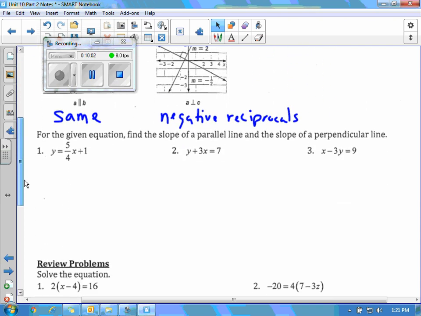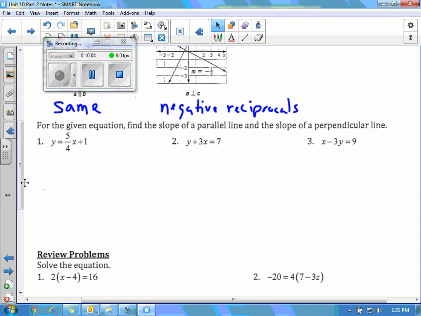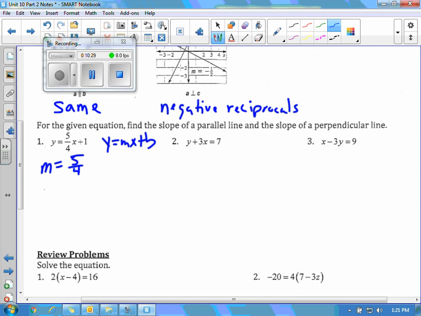As you scroll down, it says for the given equation, find the slope of a parallel line and the slope of a perpendicular line. For these, the first thing we need to do is make sure they're in slope-intercept form, which remember is y equals mx plus b. So number one is already in y equals mx plus b form. I need to start by finding the slope. Remember that the slope is the number in front of the x. So in this case, my slope is 5 over 4.